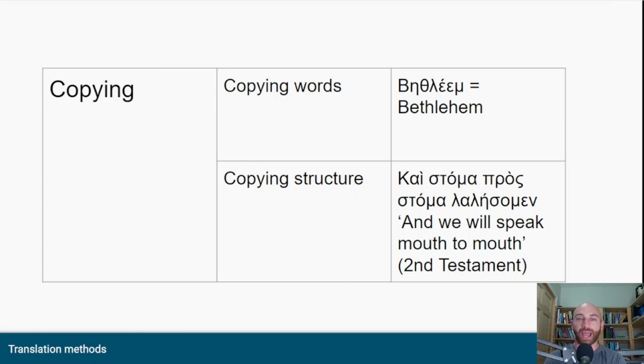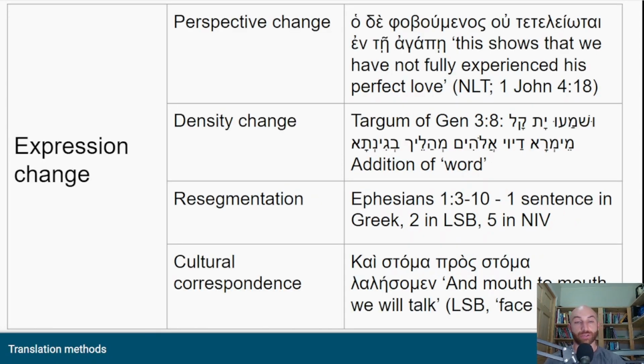So again, everyone is doing this. The Second Testament is trying to reflect the Greek more. And so he says, we will speak mouth to mouth. But most of the time in these kinds of instances, you're not going to copy structure. You're going to do something different. And in particular, that brings us to our next point. You will change the expression. This is an expression change.